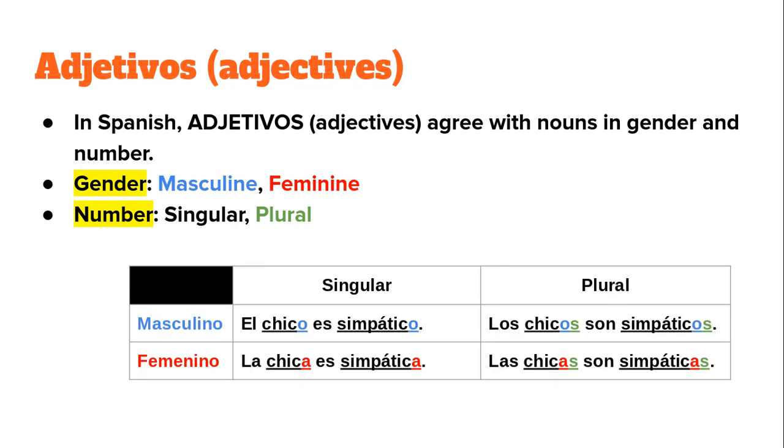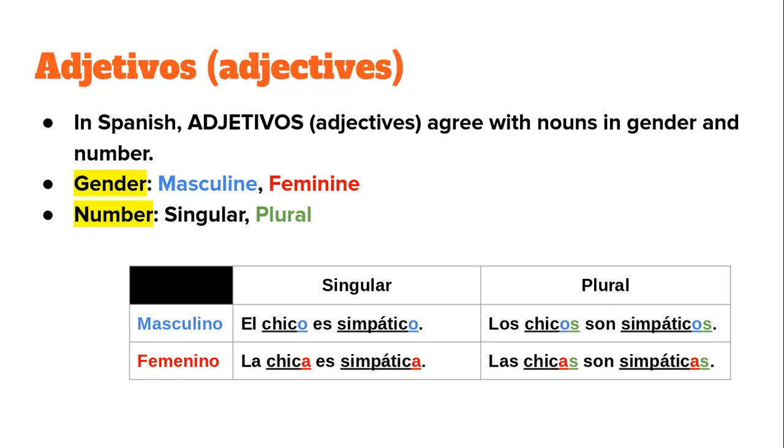El chico es simpático. Notice on the first sentence that chico is masculine. So the word simpático matches that in number, it's only one, and gender. They both end with the letter O. La chica es simpática. Because now we have a feminine noun, simpática was changed to feminine as well, so it matches the noun it's describing. Notice that both of them are in the singular form.